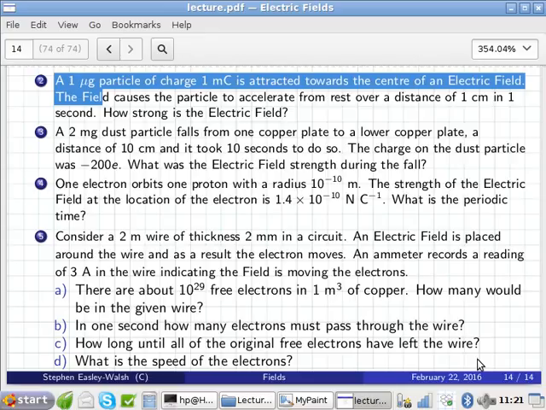A 2-meter wire of thickness 2 millimeters in a circuit. An electric field is placed around the wire, and as a result, the electrons move. An ammeter records the readings of 3 amps.